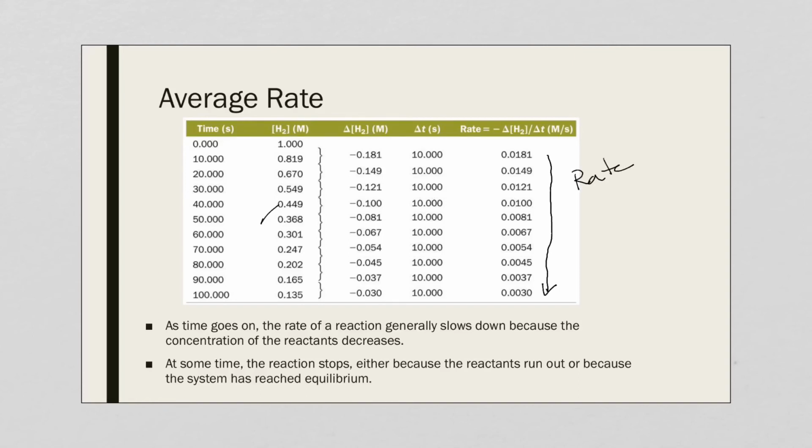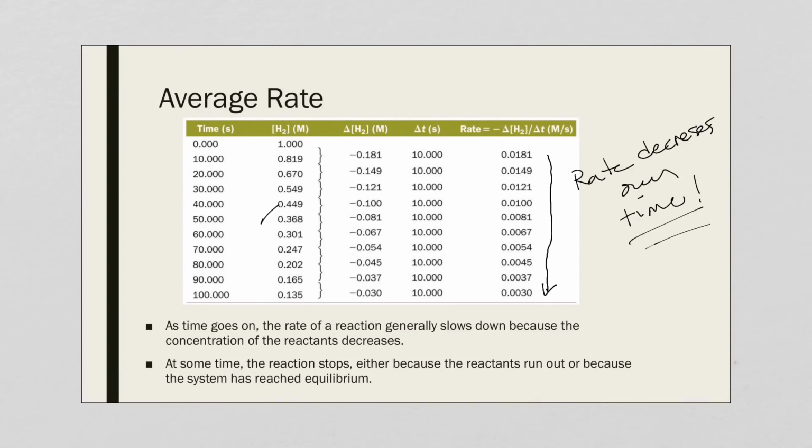So what we can say is the rate decreases over time. And this is true for almost all reactions, right? The rate gets slower over time. Now, why is that? Well, it's not too difficult an explanation, right?